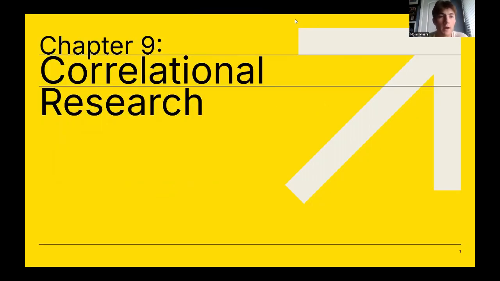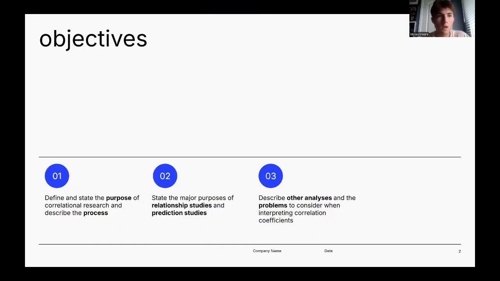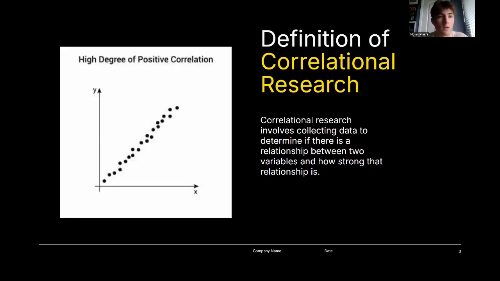Today I'll be talking to you about Chapter 9, which is all about correlational research. So the objectives of correlational research today are to define and state the purpose of correlational research and describe its process, to state the major purposes of relationship studies and prediction studies, and to describe some other analyses and the problems to consider when interpreting correlational coefficients.